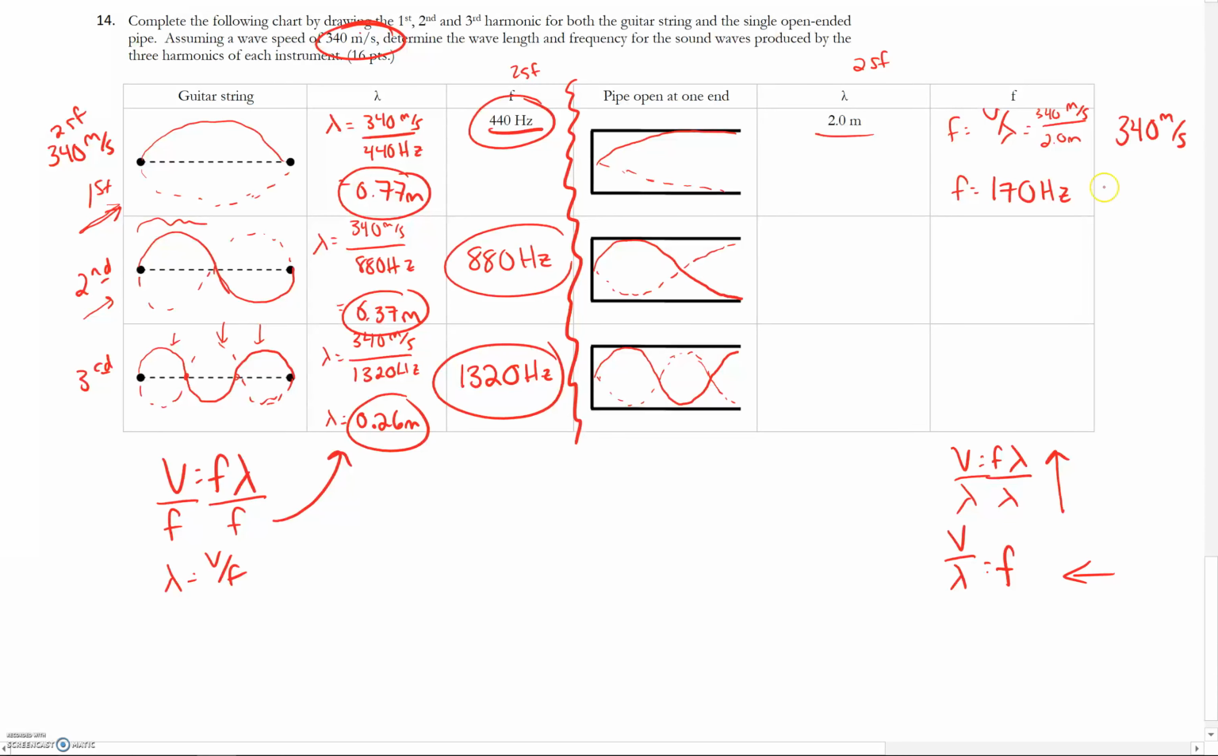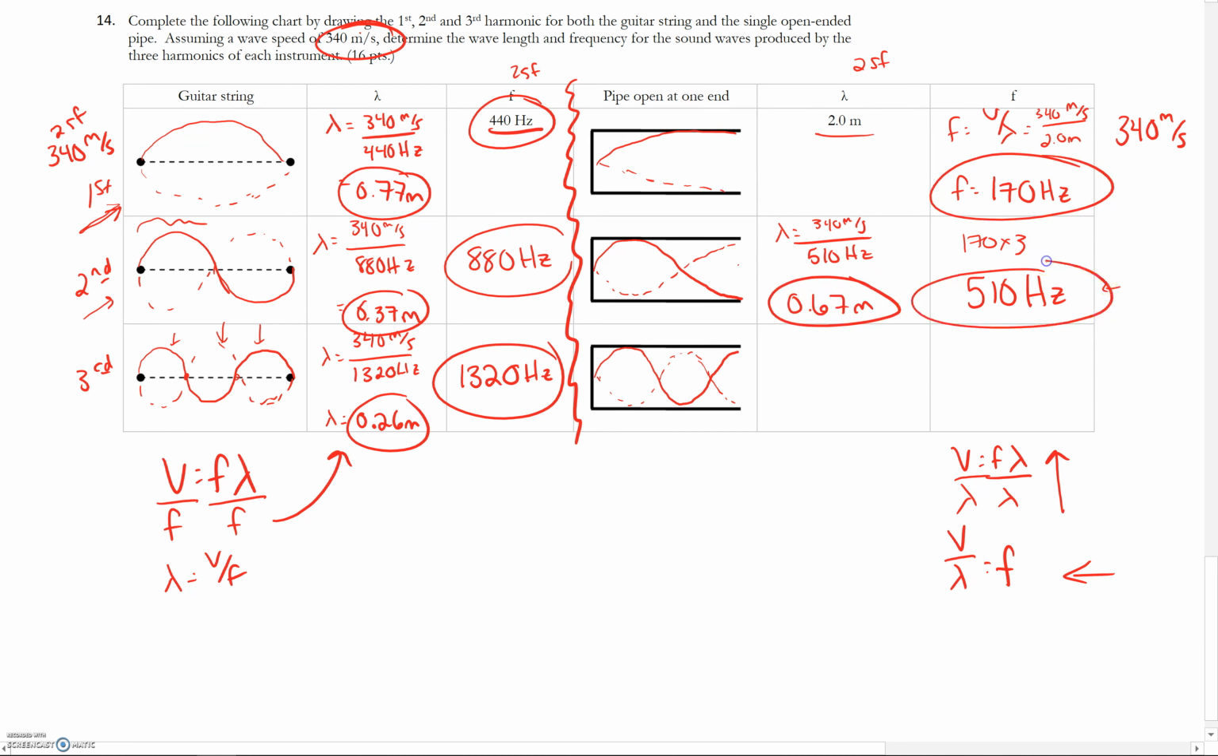Okay, so here's where it gets tricky. If we do just a simple doubling of the fundamental frequency, we're going to get a node at the open end. So we have to triple it. So our next frequency up is 170 times 3, which is 510 hertz. Okay, now we have to go the other way around. We know that this frequency is 510. So I'm going to use the formula from the left side and say that the wavelength is 340 meters per second divided by 510 hertz. And then I'm going to get that the wavelength here is 0.67 meters. Circle that up, circle that up, circle that up.